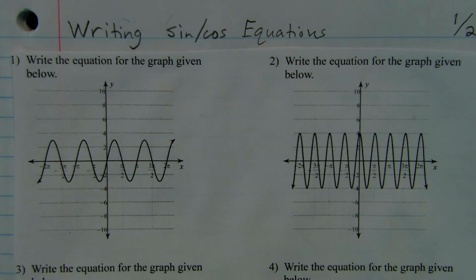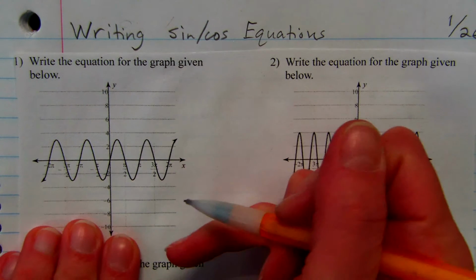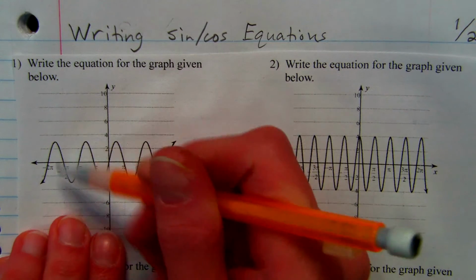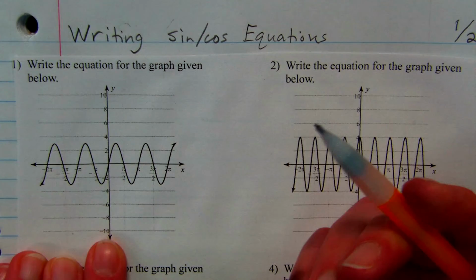All right, we are going to write sine and cosine equations given the graph. So what we need to do is figure out things like the period, the amplitude, and then whether something's been moved up or down, flipped over, that sort of thing. So this first equation, we've got our wave. That's what lets us know it's a sine or a cosine.